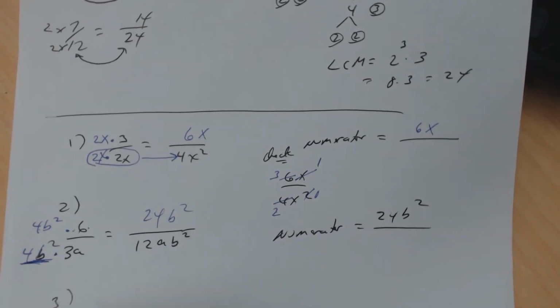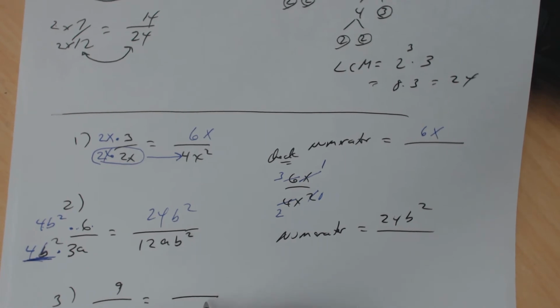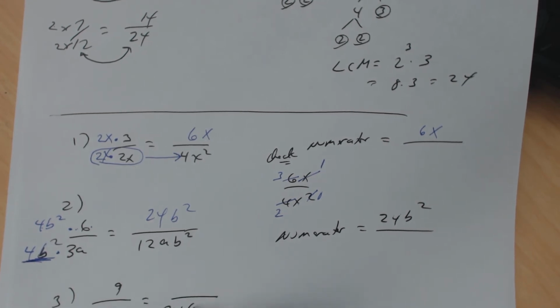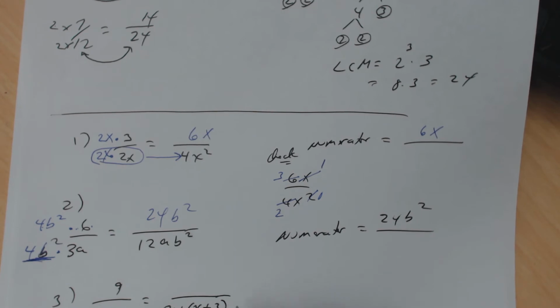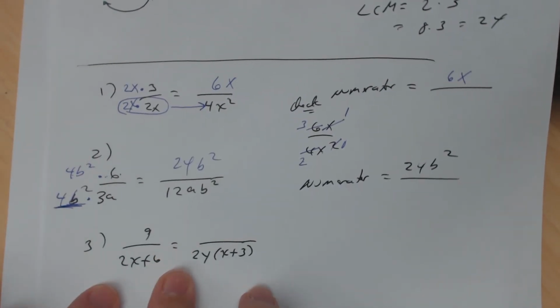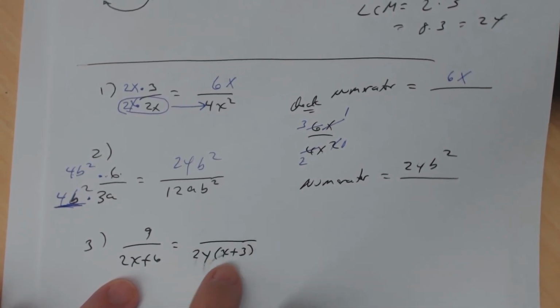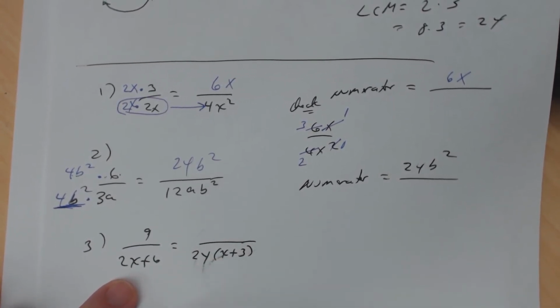All right, number 3. Suppose you had 9 divided by 2x plus 6, and you want to write an equivalent fraction with the denominator of 2y times x plus 3. All right, so 9 divided by 2x plus 6, and you want to write an equivalent fraction with this denominator, 2y times x plus 3.